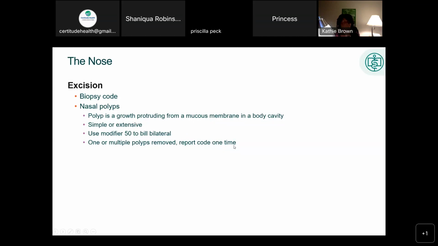So if you're looking at nose excision, look at CPT codes 30110 and 30115 on page 219.